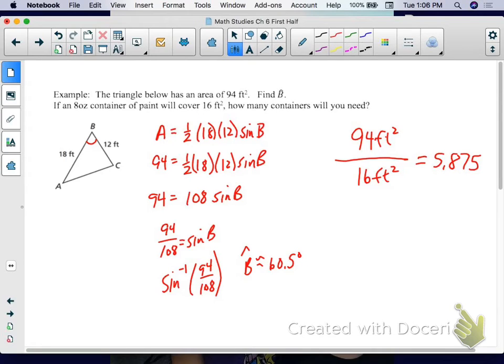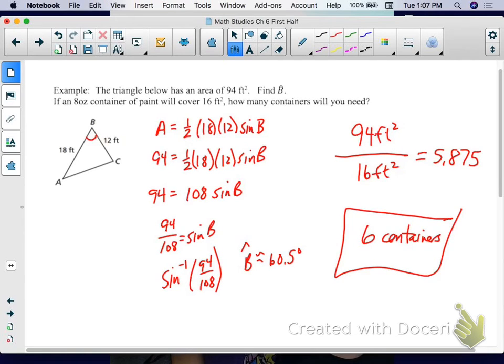But that's not an acceptable answer. You can't buy 5.875 containers of paint, so the answer would be 6 containers. Okay? And you would be docked if you didn't say 6. Okay. All right.